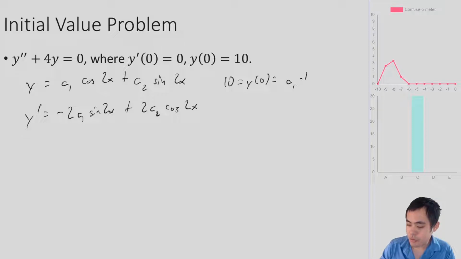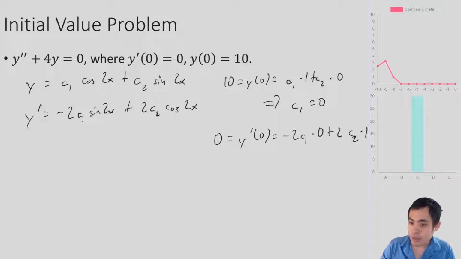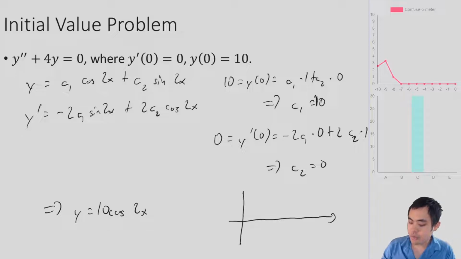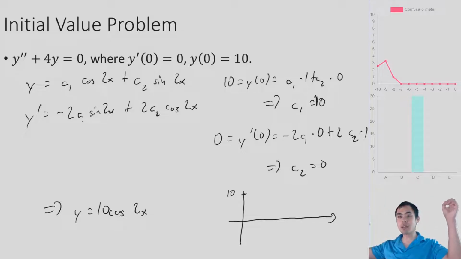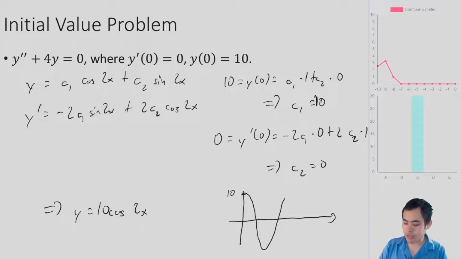When we plug this in, we get 10 is equal to y of 0, which is equal to c1 times 1 plus c2 times 0, which implies that c1 is equal to 10. And 0 is equal to y prime of 0, which is equal to minus 2c1 times 0 plus 2c2 times 1, which implies that c2 is equal to 0. You're left with y is equal to 10 times cosine 2x. So if you start out at position 10, drawing out the spring to 10 meters, it's a really big spring, and you let go, you're going to get a solution that looks like this.